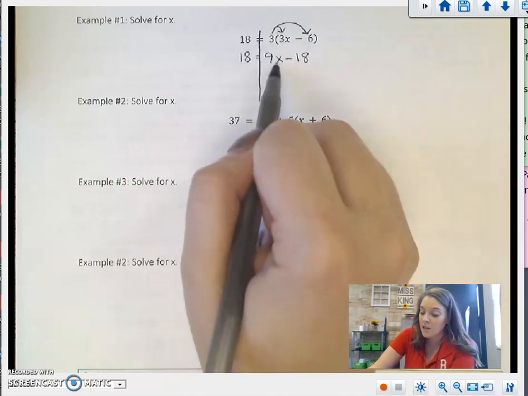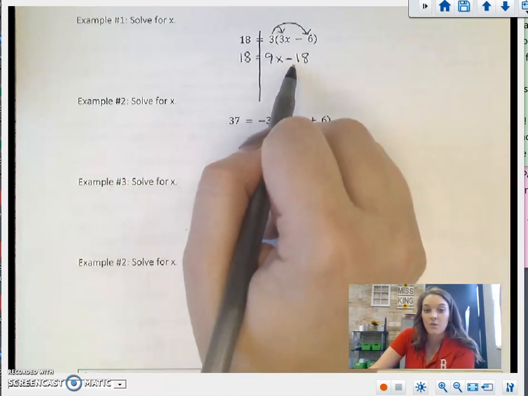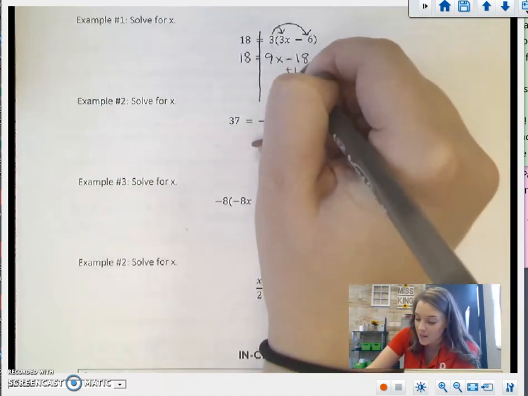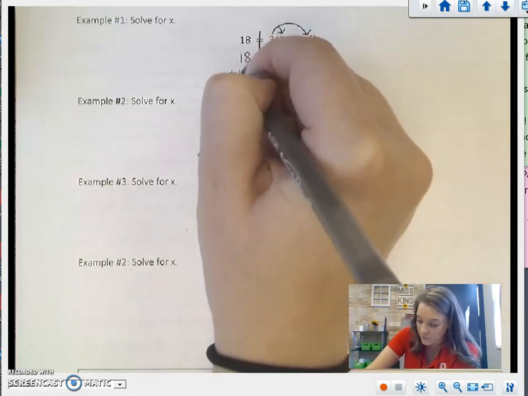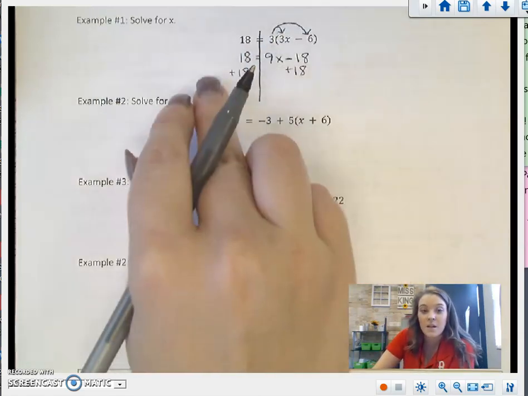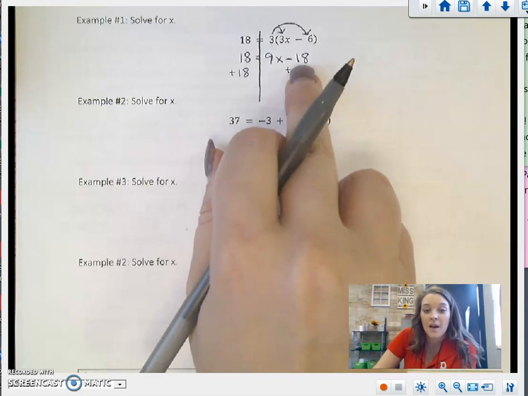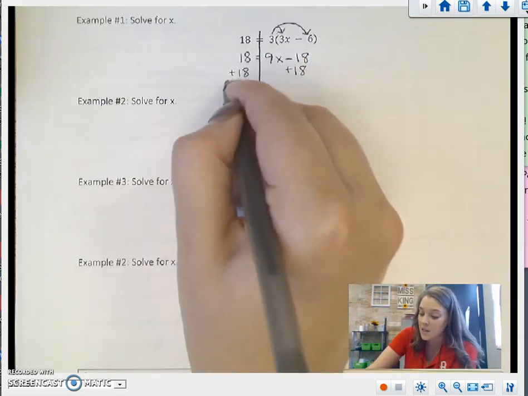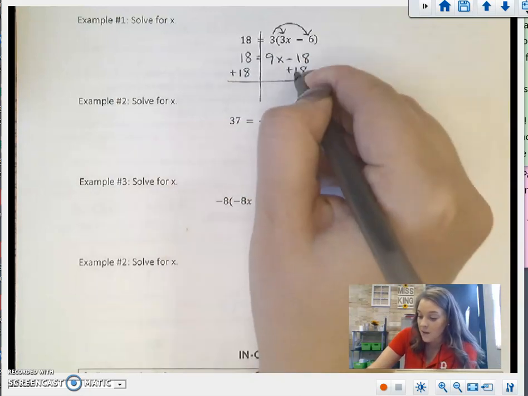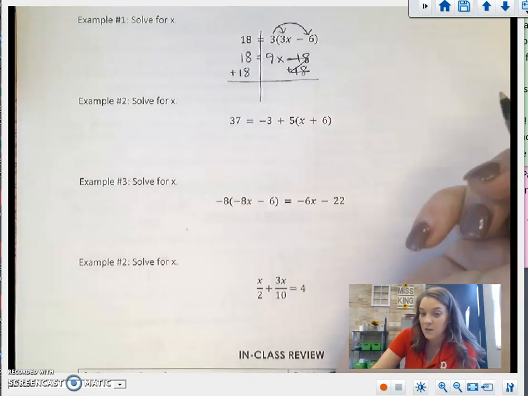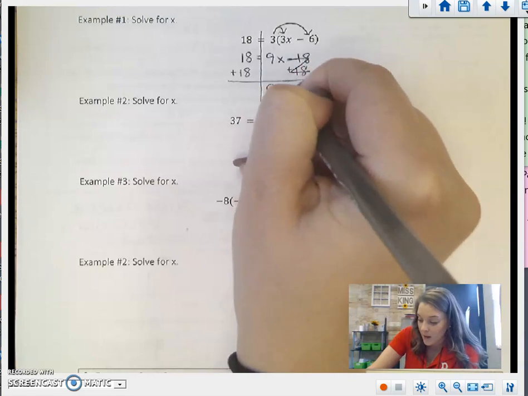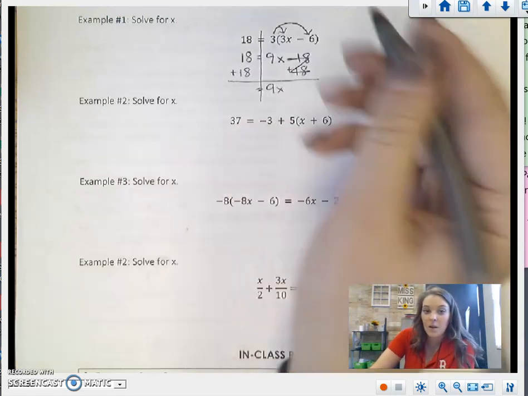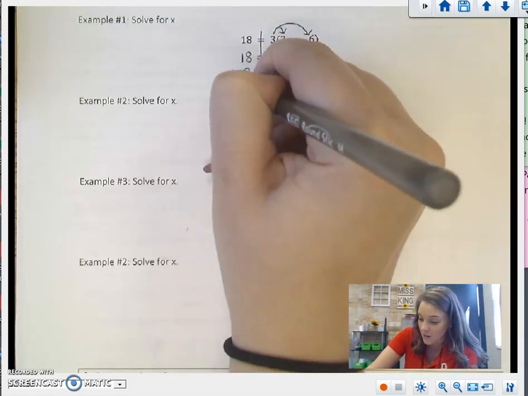I'm trying to get this x right here by itself. So the first thing I'm going to do is I'm going to add 18 to both sides. Whatever I do to one side, I do to the other. The reason why I added is I have a minus 18. The opposite of minus 18 is plus 18. So this negative 18 and positive 18 cancel out. I'm left with 9x on the right. 18 plus 18 is 36.